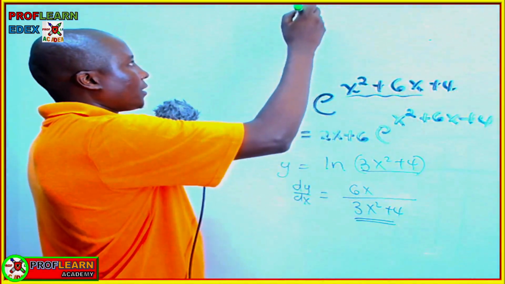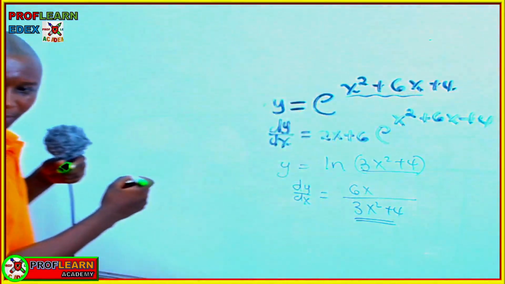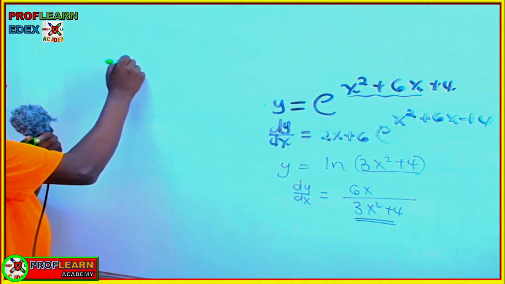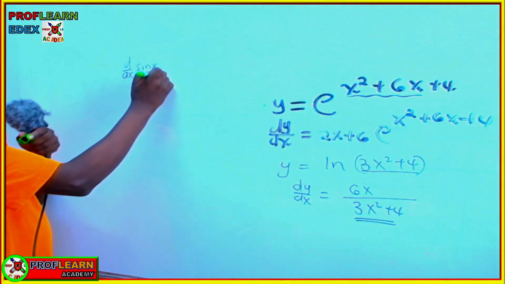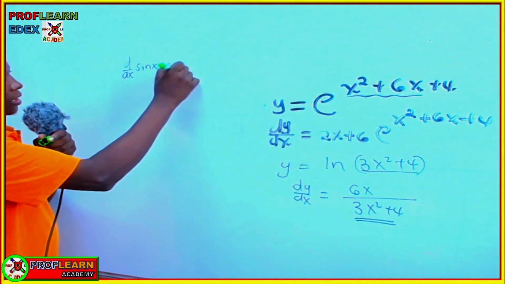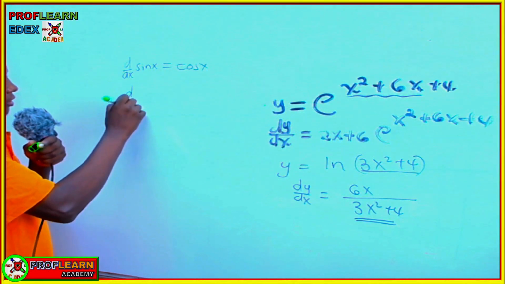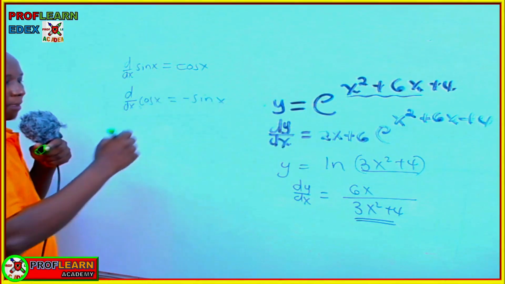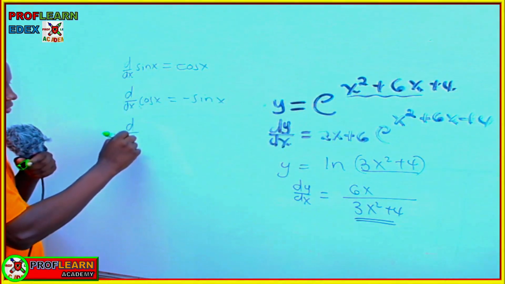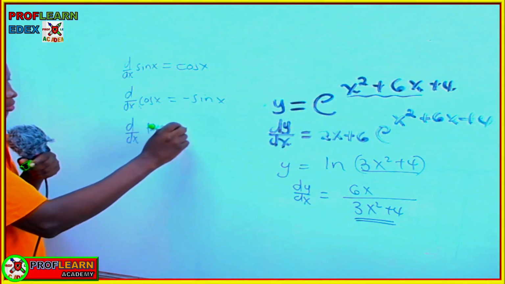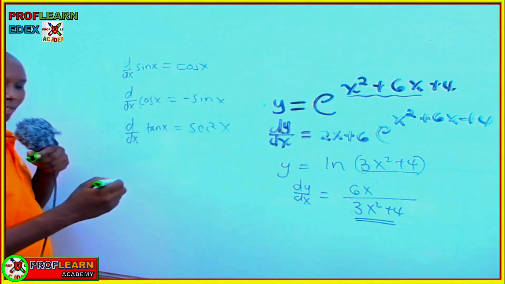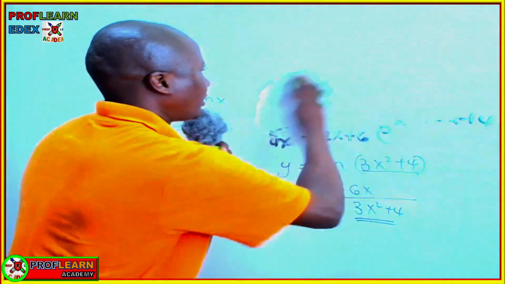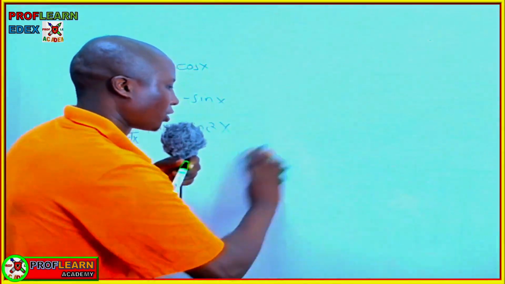Now, if we are differentiating trigonometric functions, the first one we can say is d/dx of sin x. Differentiating sin x gives cos x. If you are differentiating cos x, you are going to get negative sin x. Also, if you are differentiating d/dx of tan x, you are going to get sec squared x.